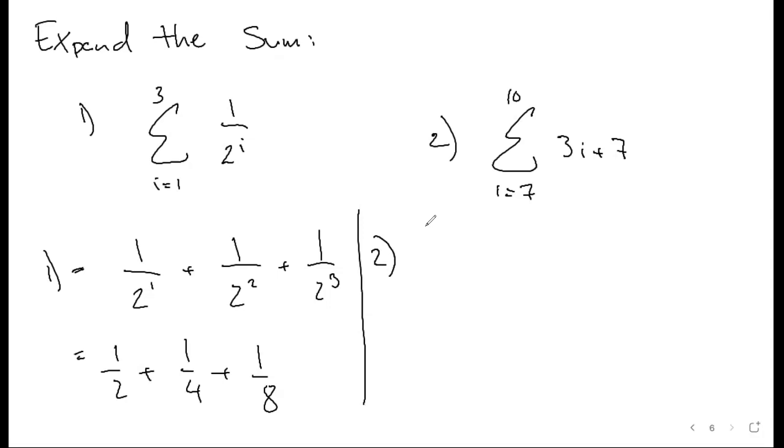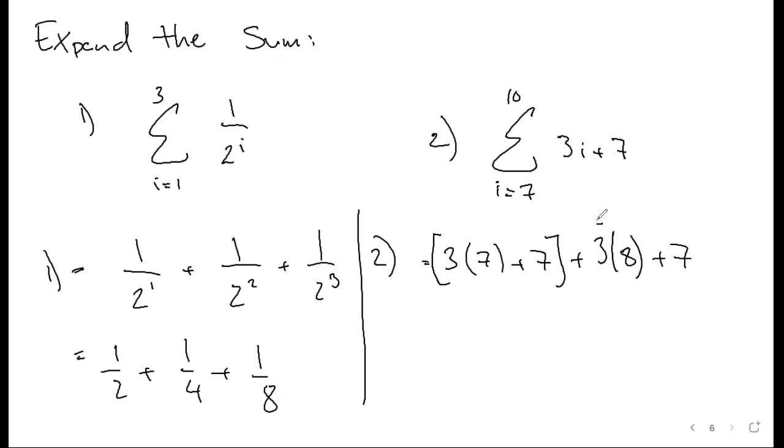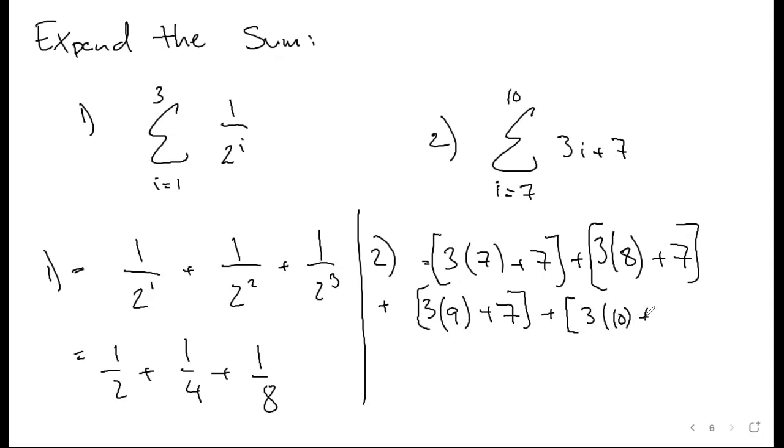Number 2, again, you start here, instead of starting at 1, you're starting at 7, so you just plug that in. So this is 3 times 7 plus 7. Increment that, so now you're at 8, so 3 times 8 plus 7, and plus 3 times 9 plus 7, plus 3 times 10 plus 7.